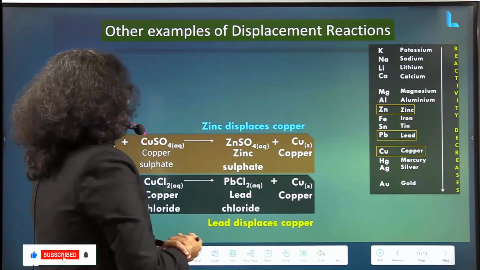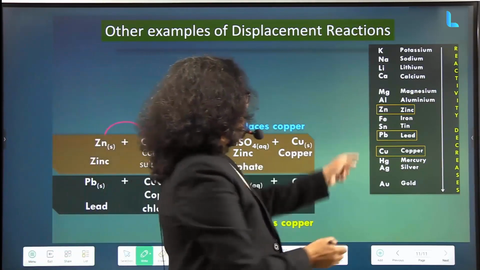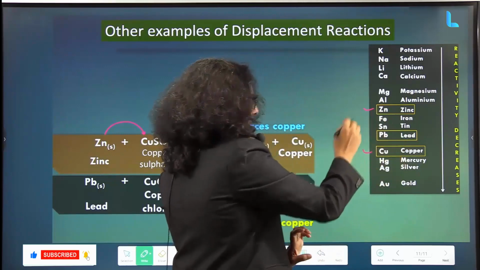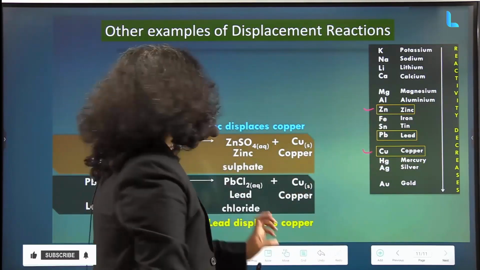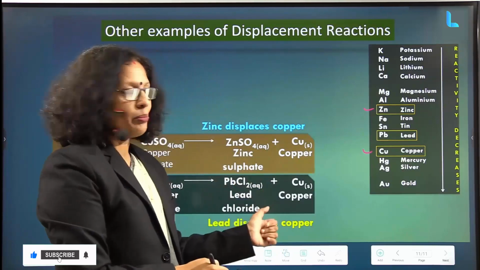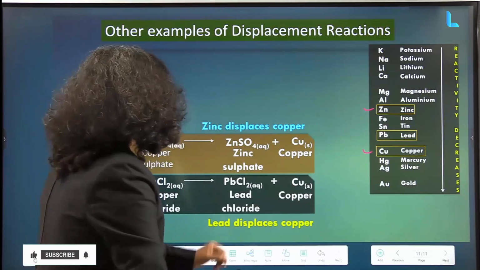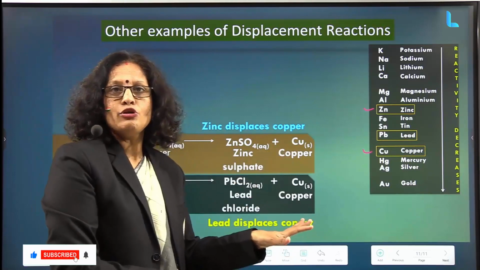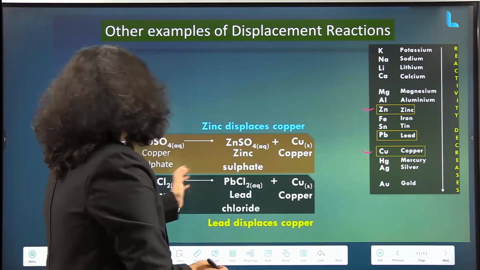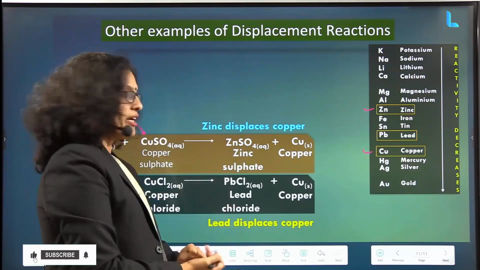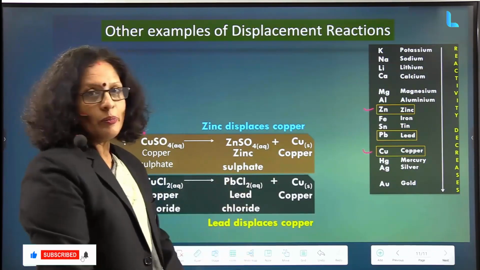Zinc will displace copper. Why? Because again in the reactivity series, zinc is more reactive than copper, so zinc is displacing copper, and instead of copper sulfate it has now become zinc sulfate, and copper is again converted into a precipitate. Similarly, if we take lead with copper chloride, lead chloride will form and again copper will precipitate.